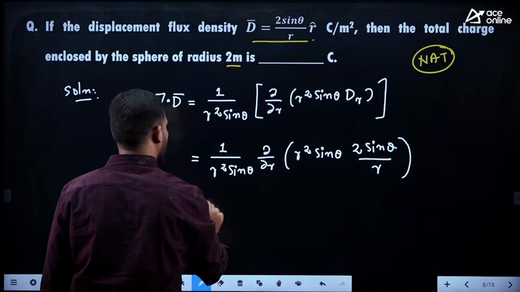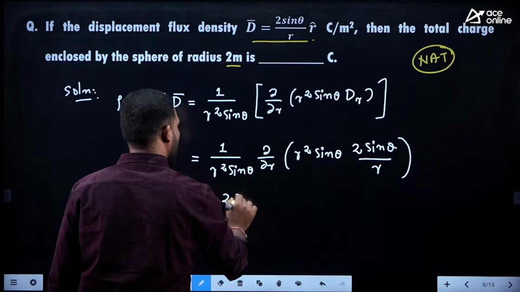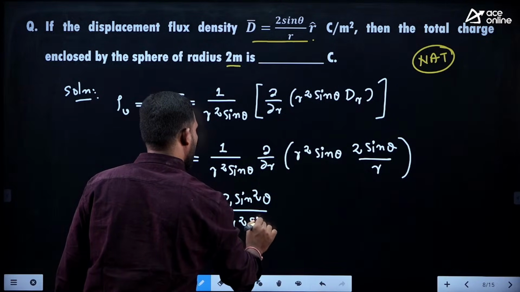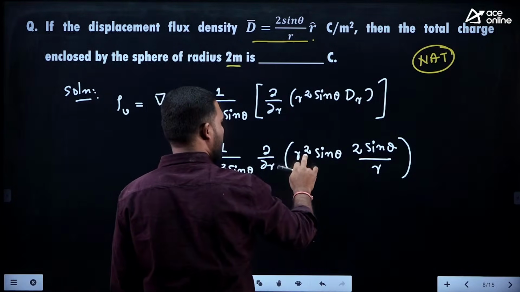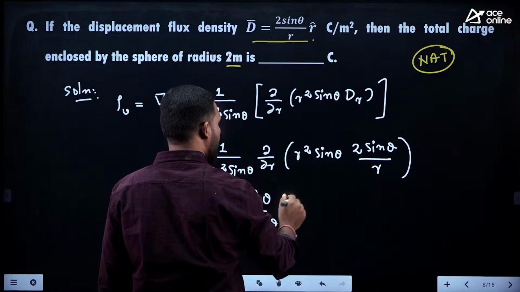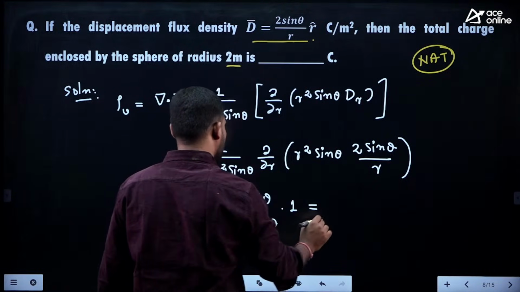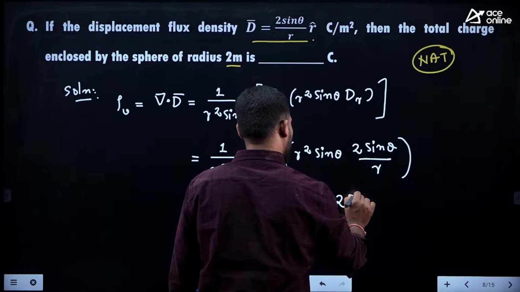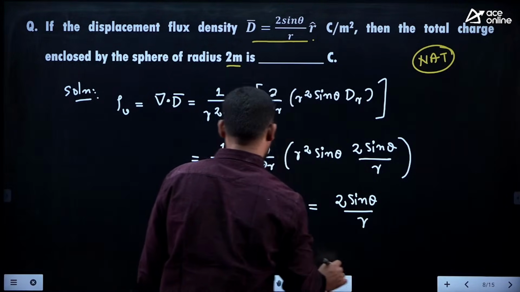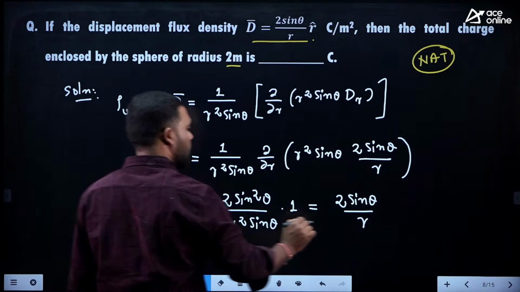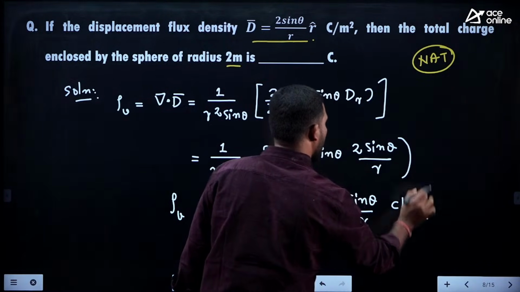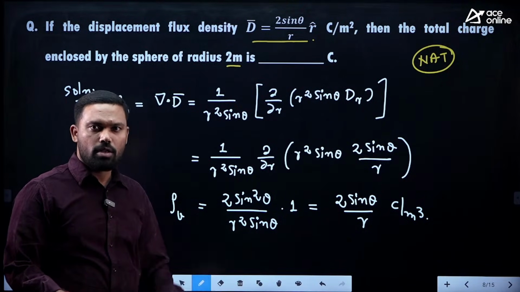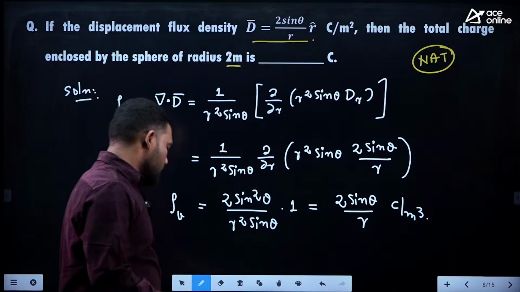You can bring the constants outside. It is 2 sin square theta divided by r square sin theta. So it is r square divided by r. It is r, differentiation is 1. So this one is 2 sin theta by r, which is rho v. Units are coulomb per meter cube. Once you get the volume charge, you can find out the total charge by performing the volume integral. Okay, so that you can handle in 2 steps.